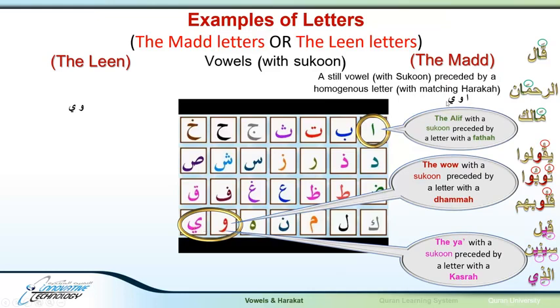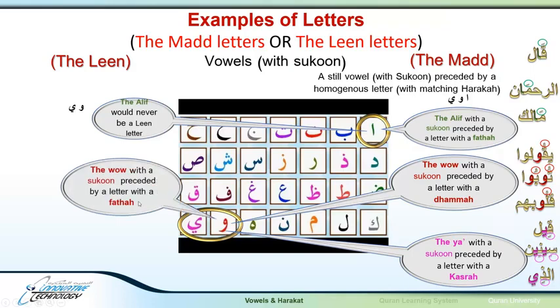So a, u, e, all of them can be mad letters. On the other hand, the leen can only be for the waw and ya, and the alif cannot be a leen letter. The reason is that we said the leen can happen only if you have a fatha before the vowel, and alif does not require a fatha before it, while the waw could have a fatha. We'll see an example. Qawm.